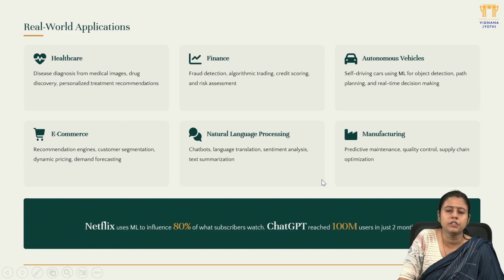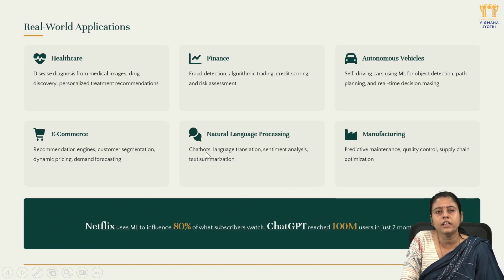Natural language processing: all the chatbots, ChatGPT, Gemini, are using NLP, and it is used for language translation, sentiment analysis, and text summarization. Manufacturing uses predictive maintenance, knowing when a machine needs maintenance, and quality control. From civil, mechanical, and electrical, every phase of core engineering. Nowadays machine learning is part of our daily life.